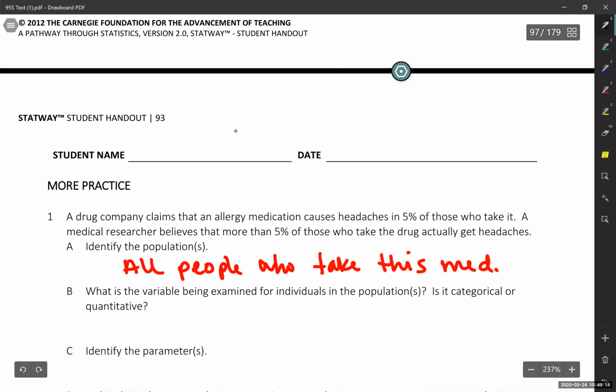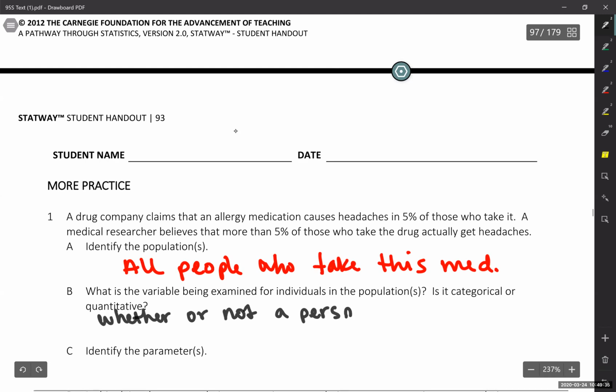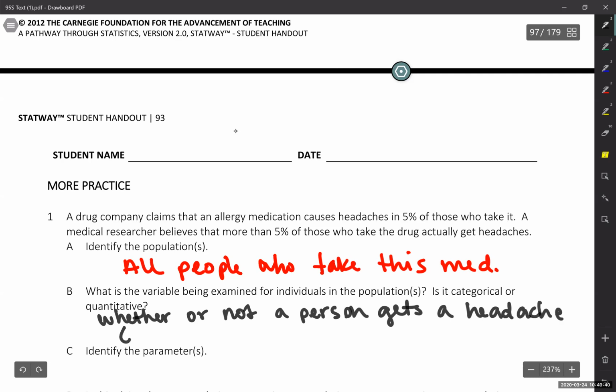All right, so what variable is being examined? What question are they asking? What they want to know is whether or not a person gets a headache, the person who's taking this med. So that would be a yes or no question, which means categorical. It is a word, it is not a number, so it's categorical.